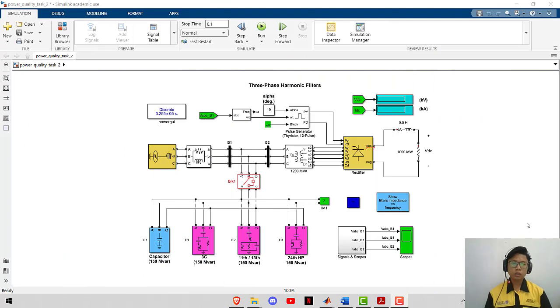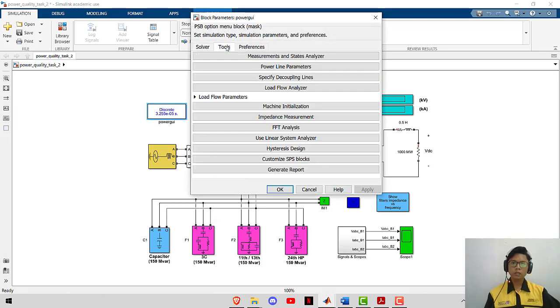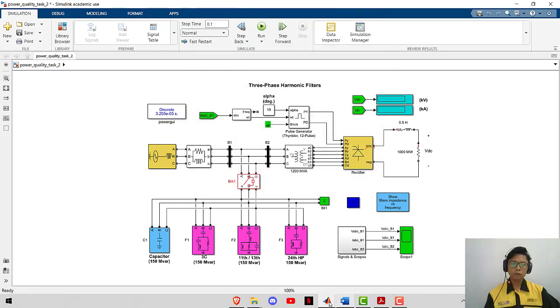Okay, next for the last one is to generate the output graph of the impedance versus frequency of this power system. So this is for the open breaker circuit, which is without the harmonic filters. We have to click on the power GUI and then find the tool known as the impedance measurement, and it will construct the graph.